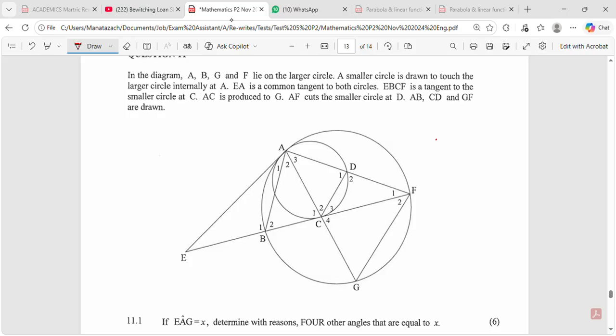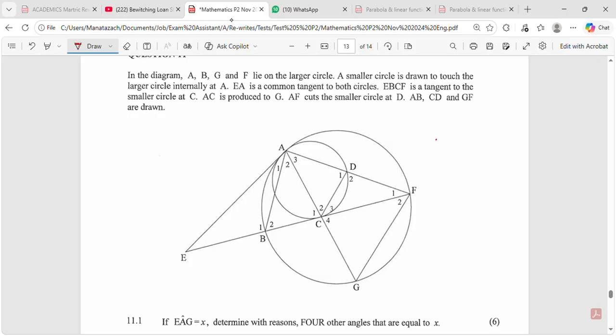It says in the diagram, A, B, C, and F lie on a circle, on a larger circle. For now, there's nothing that you can update. But let's go on. It says a smaller circle is drawn to touch the larger circle externally at A.